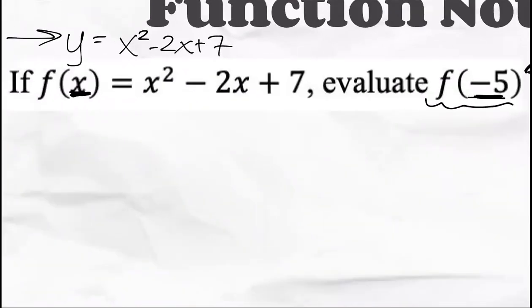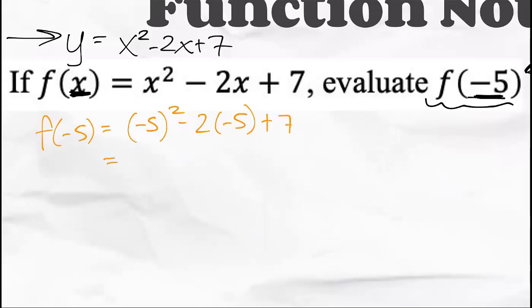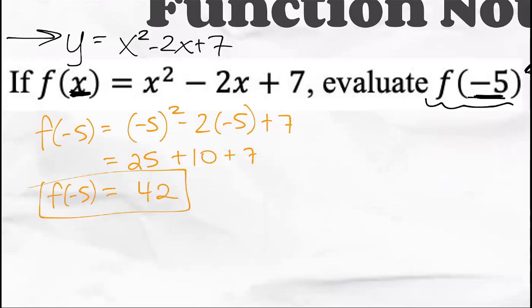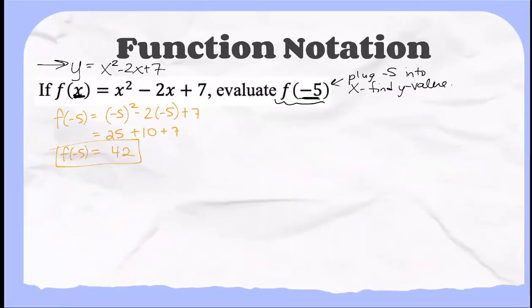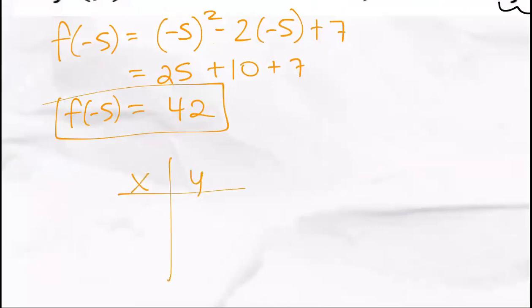All right, so I would write this as F of -5 equals, and now I just plug in the -5 into the spots where the X is. Everything else stays the same. And then I just calculate. So -5 squared is a positive 25. -2 times -5 is a positive 10. And now I just go ahead and add. 25 plus 10 is 35. 35 plus 7 is 42. So F of -5 equals 42. If you were to write that in a table, what it would look like is at the point -5, my Y is 42.